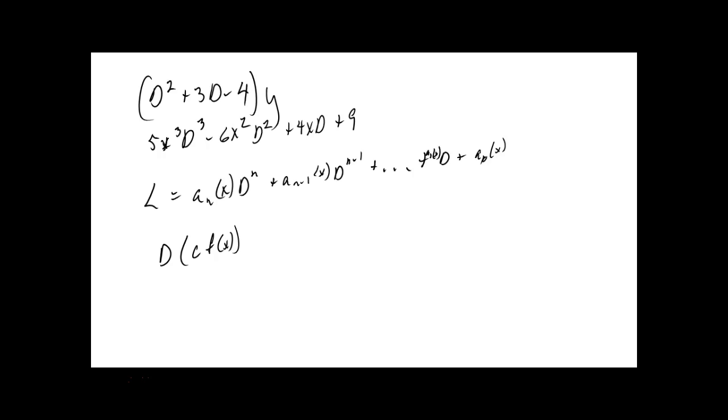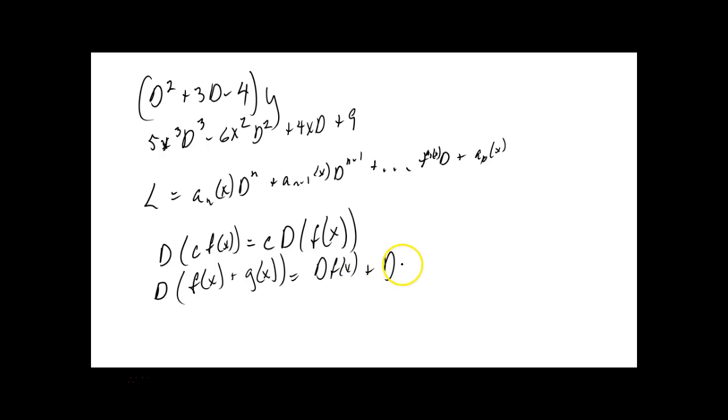So, a differential operator on a constant multiple of a function. I hope you can guess what this is going to be. It's going to be the same as that constant times the differential operator operating on just the function, where c is any real constant. The other of these, and you've seen these hopefully several times: if D is operating on f of x plus some g of x, then that's also the same as D operating on f of x plus D operating on g of x.